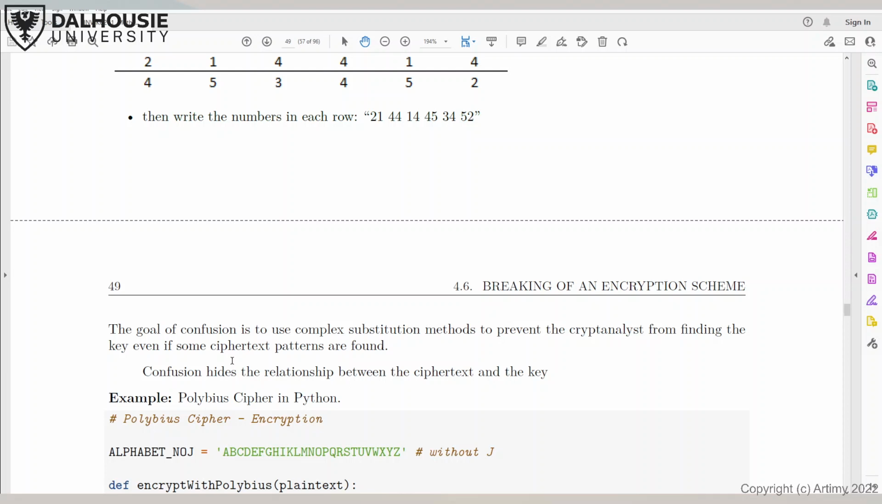Okay. Back to the original Caesar cipher. Somebody looks at the message, they can find the key much easier, right? Just try to shift the characters left and see if the result of the shift makes sense. But one of the things that cryptographers want to achieve is to prevent somebody from looking at the ciphertext and figuring out the key, right? So confusion hides the relationship between the ciphertext and the key.